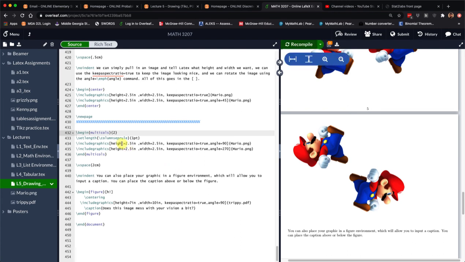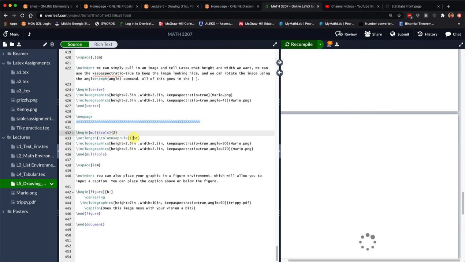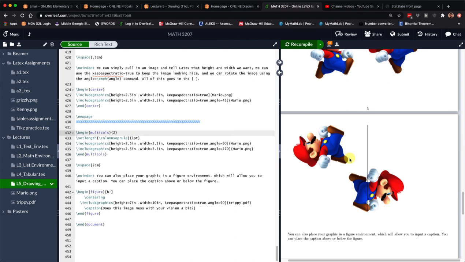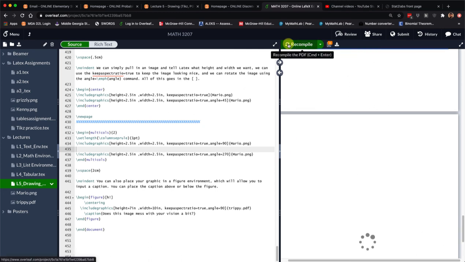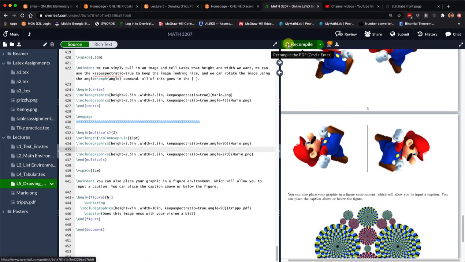Also, I wanted to use the column sep rule and give that a divider line between the two images. Apparently it wants me to do the space here. Sorry for the slowdown here, folks. And are we back to normal? We're back to normal, okay.